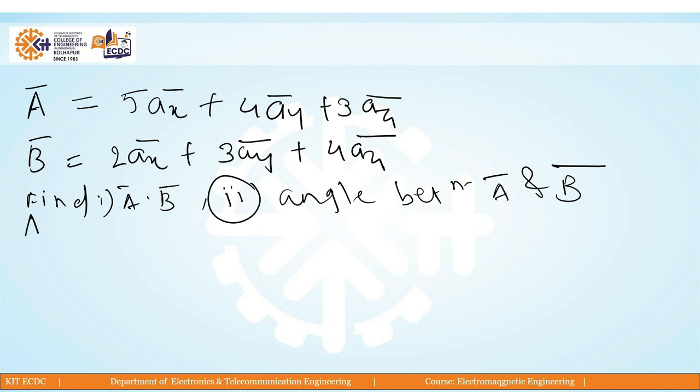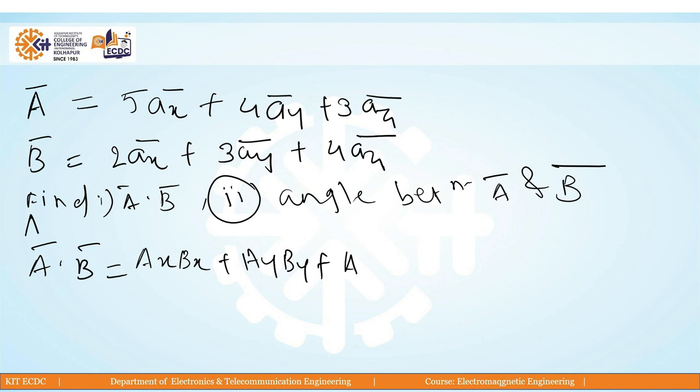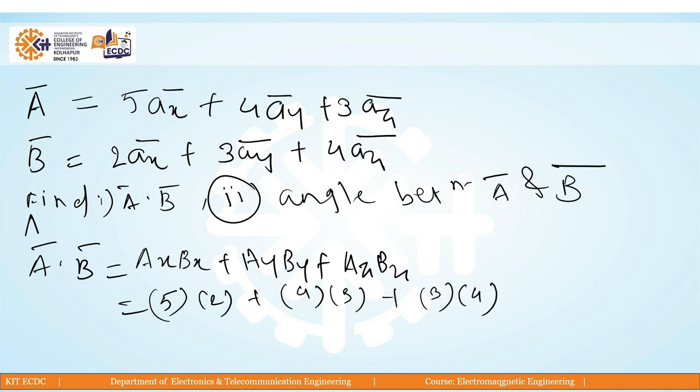With the help of the definition of dot product, we can find this dot product. We know A bar dot B bar is equal to AxBx plus AyBy plus AzBz, and we put in the values: 5 into 2 plus 4 into 3 plus 3 into 4. So the result is 34.